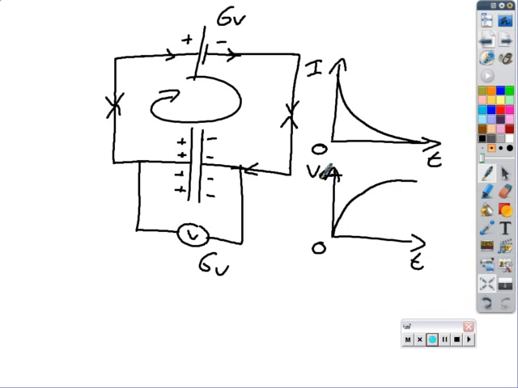Now the opposite of that is a discharge graph. David, you're not paying attention. So that's charging a capacitor. I'm not going to look into that until tomorrow, but that's how a capacitor charges up.